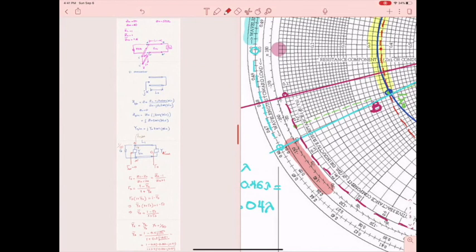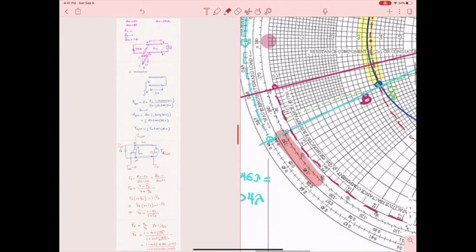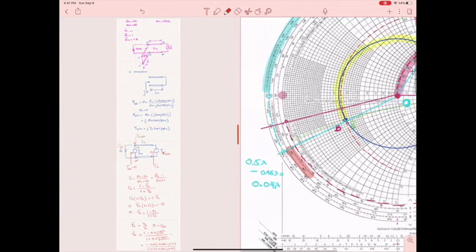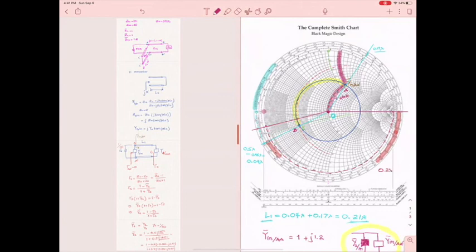Okay, so the distance between 0.25 and 0.04 is 0.25 minus 0.04, which makes it 0.21. 0.21 lambda, and that's L2. So that's how you find the dimensions.